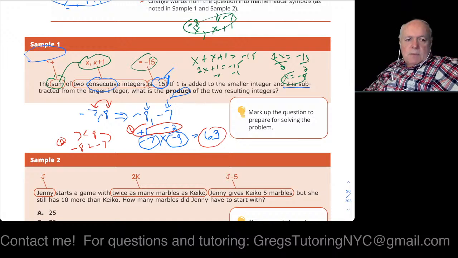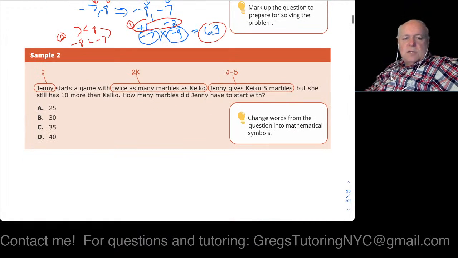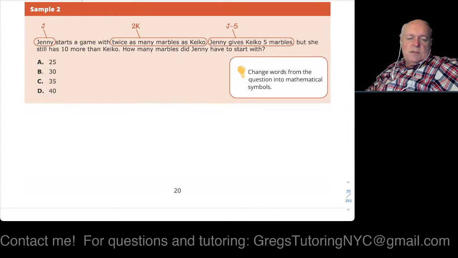Let's see. So the number 2 is a classic math question. It's a classic SAT question. It's a classic standardized test question. And it's a classic algebra question. So I like to take things one at a time and build up. So Jenny starts a game with twice as many marbles as Keiko. So I'm going to end right there.